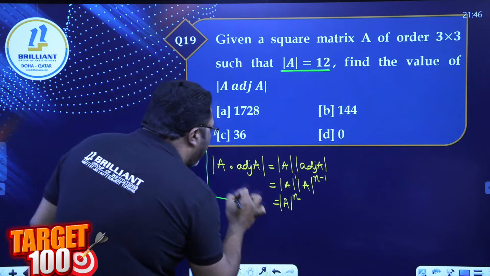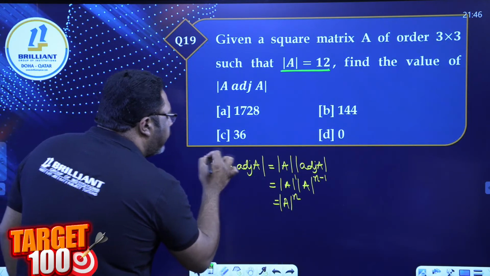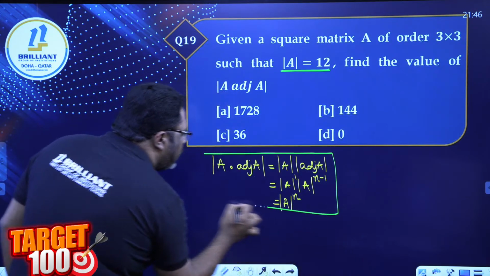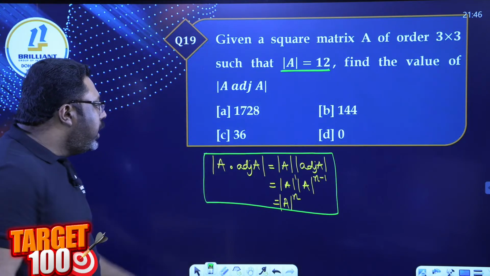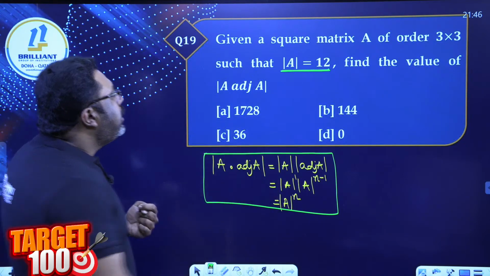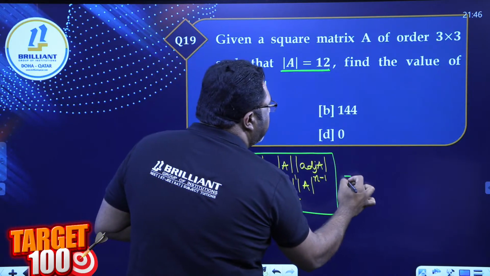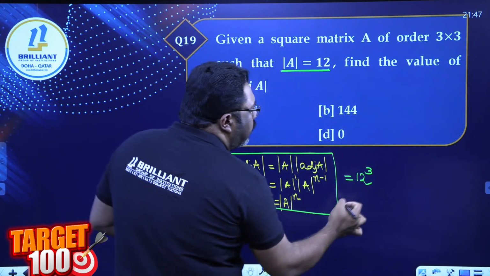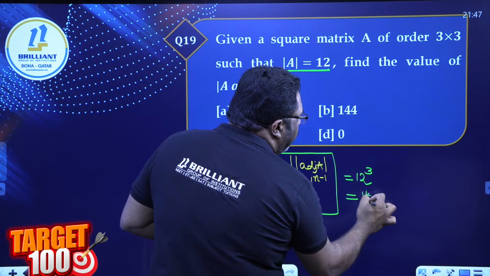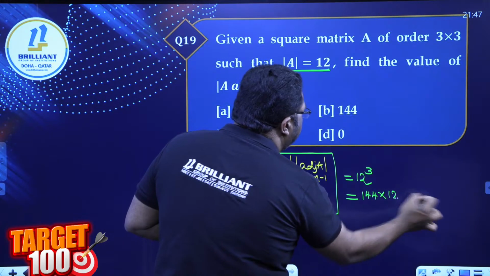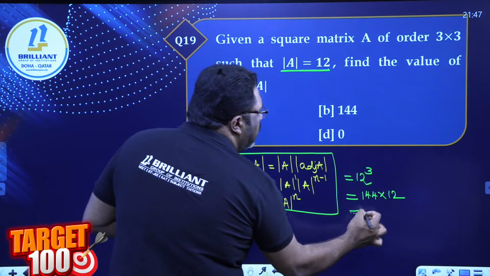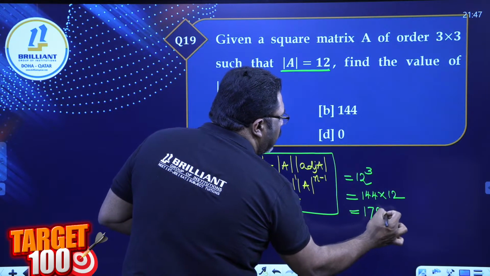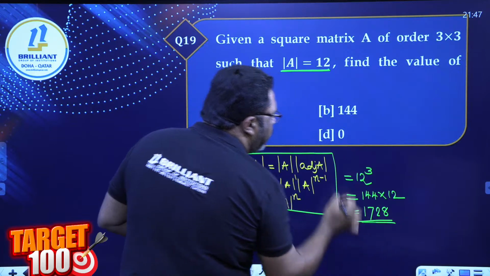Determinant of A into adjoint A is determinant of A raised to n. And here determinant of A is 12, and the order is a 3 by 3 matrix. 12 raised to 3, which is 144 into 12. So the answer is 1728.